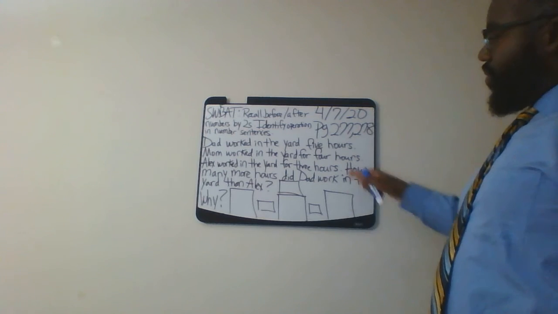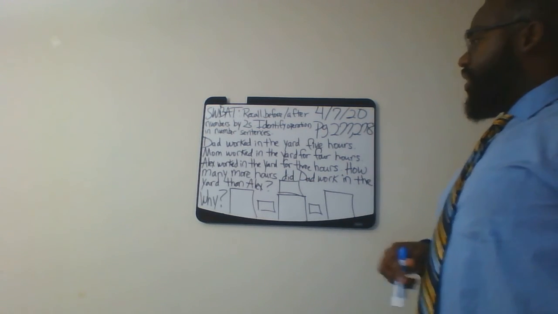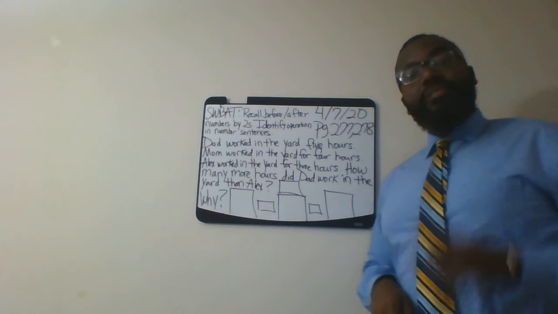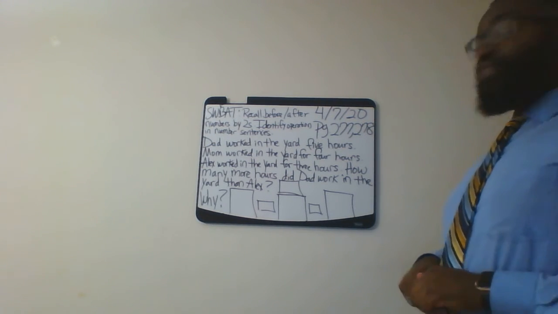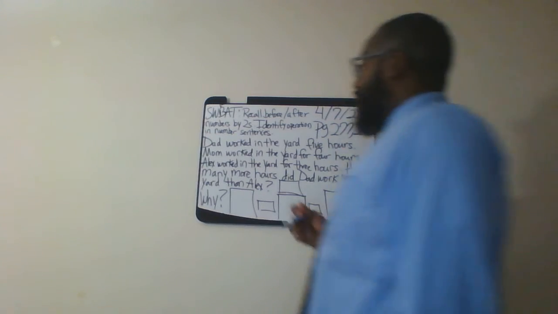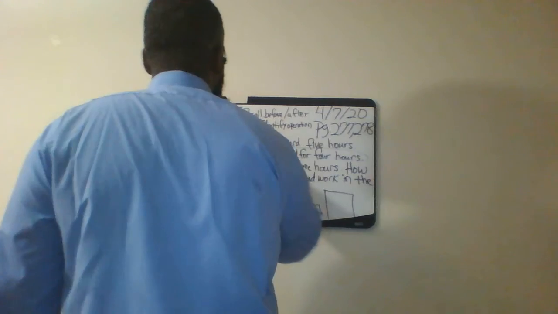So notice the last one. It says, how many more hours did Dad work in the yard than Alex? So it's only asking about Dad and Alex. So do we need the part about Mom working in the yard for 4 hours? No, we do not. So we're going to circle that part. That's a fact we don't need.